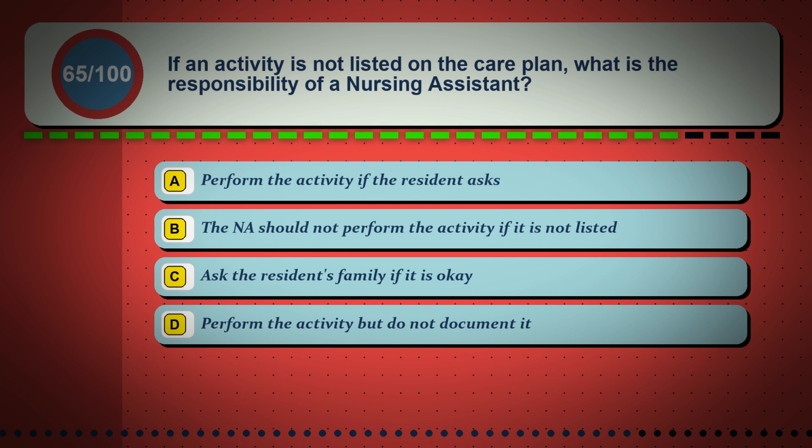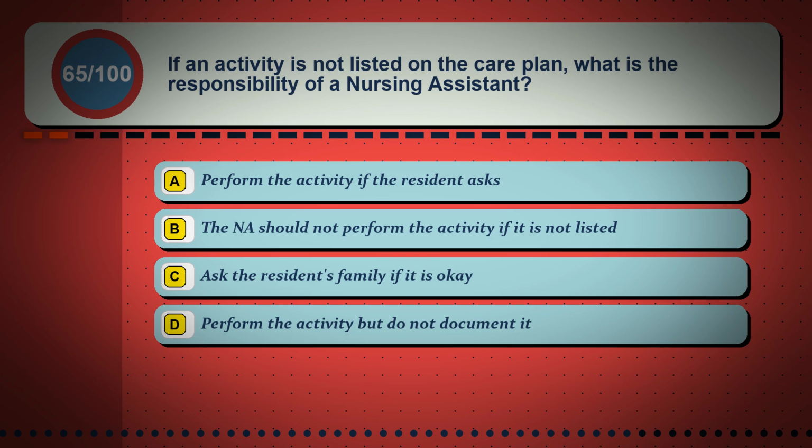Question 65. If an activity is not listed on the care plan, what is the responsibility of a nursing assistant? Option A. Perform the activity if the resident asks. Option B. The NA should not perform the activity if it is not listed. Option C. Ask the resident's family if it is okay. Option D. Perform the activity but do not document it.